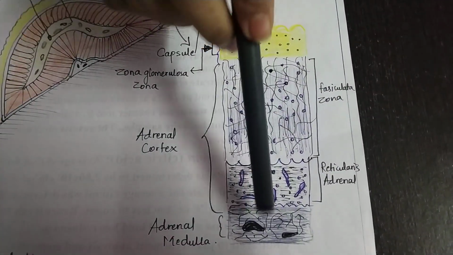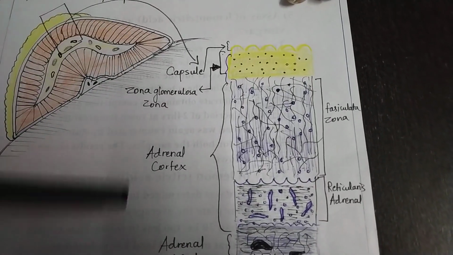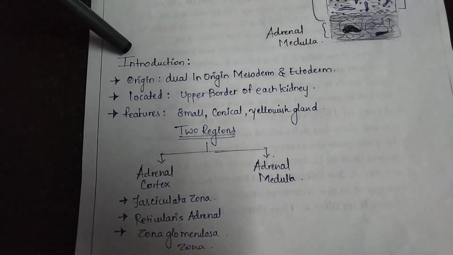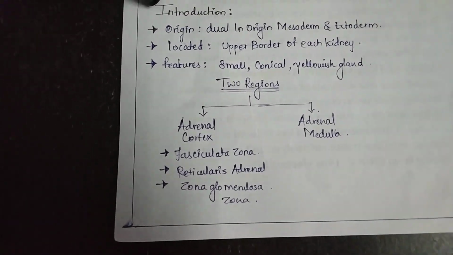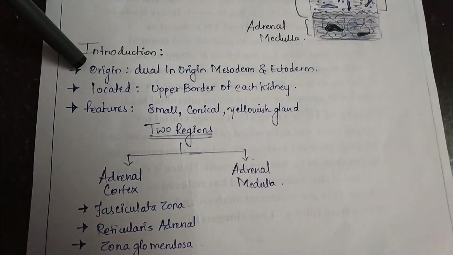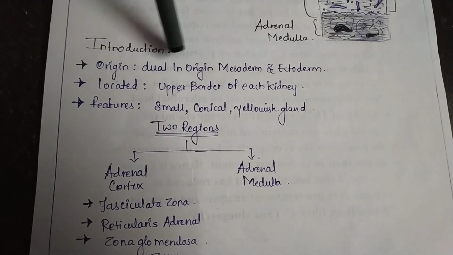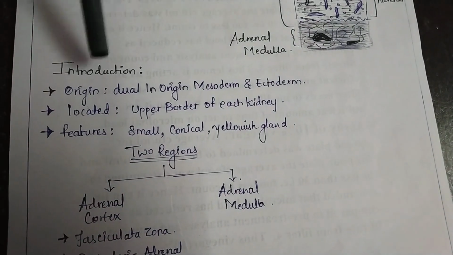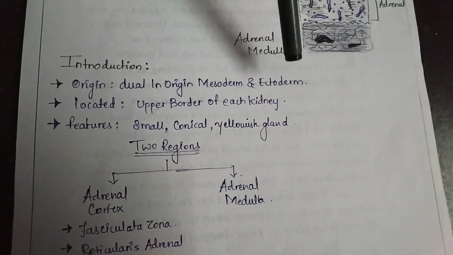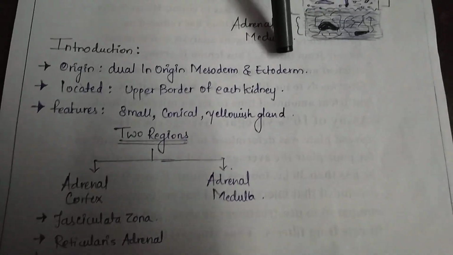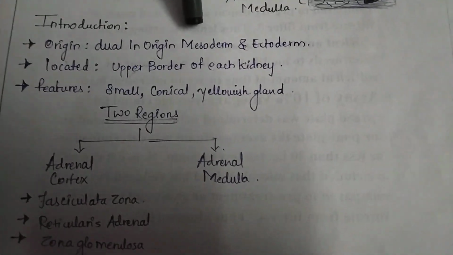It has various layers. I'll let you know what these layers are all about. First of all, we'll go with the introduction. In the introduction, the very first thing you have to know is the origin. Your adrenal gland is the only gland which is dual in origin. Dual in origin, matlab kya? This adrenal gland is developed from mesoderm as well as ectoderm. That is, the adrenal cortex part is from ectoderm and the adrenal medulla part is from mesoderm.